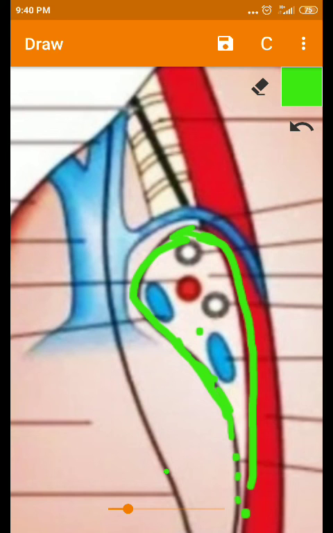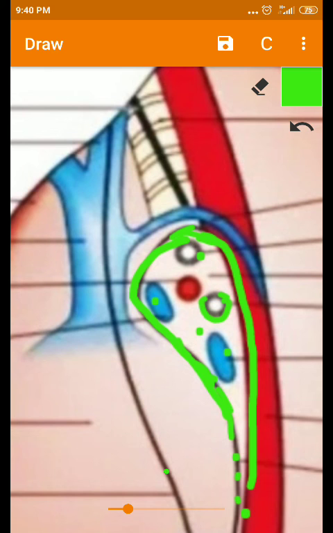The structures are, here we can see the bronchus: this one is the epiarterial bronchus and this one is the hypoarterial bronchus. Epiarterial means above and hypoarterial means below. And it has one pulmonary artery and two pulmonary veins. These are the structures present here.